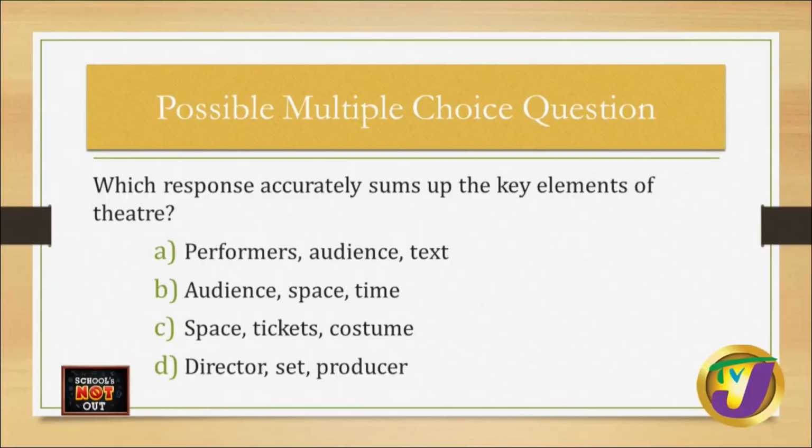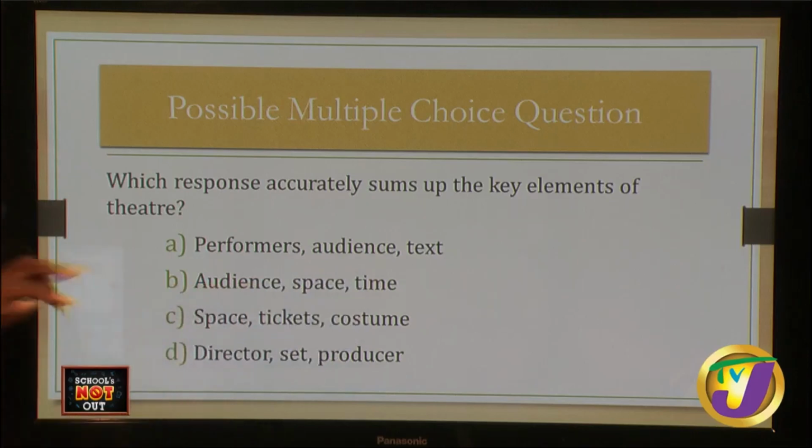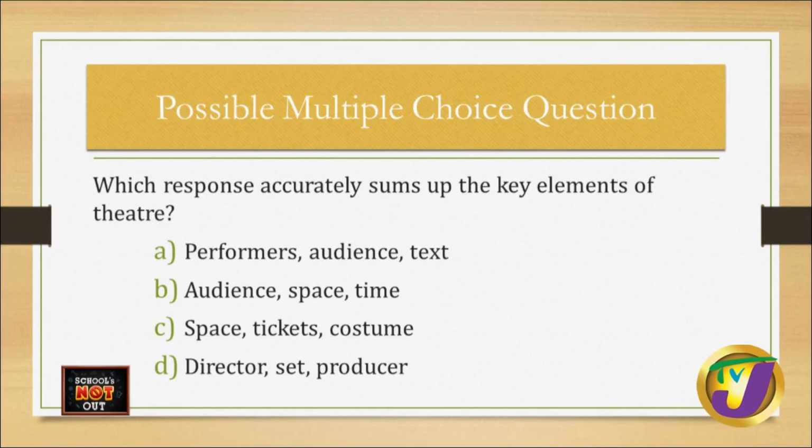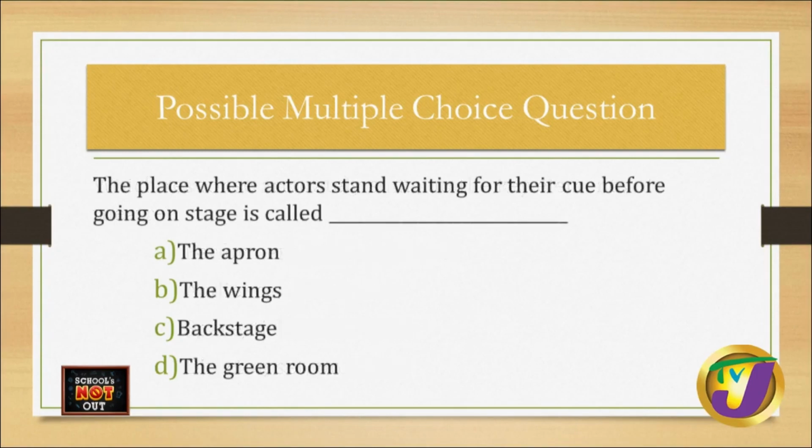Is it B? Audience, space, and time. What is the distractor here? The time. Because yes, we talk about the set and the setting, however, time would not be. And so our correct answer is A. The correct answer is performer, audience, and text. Let us move on to the second question.